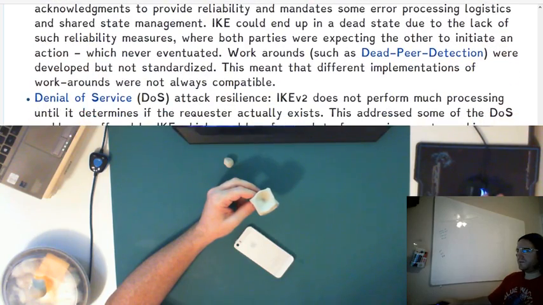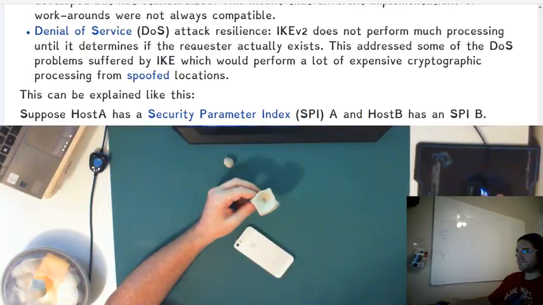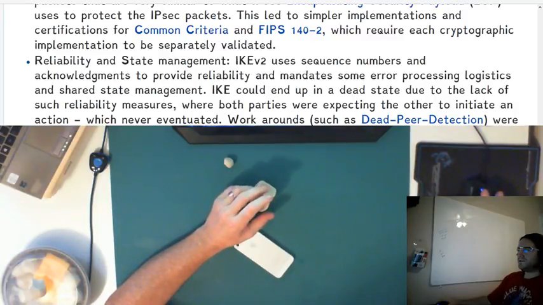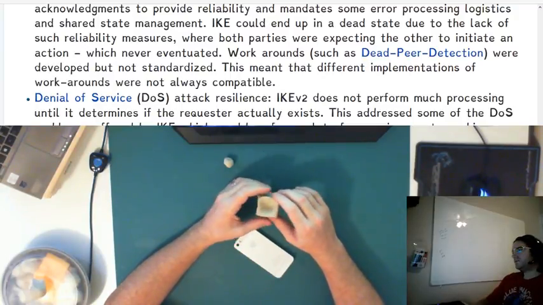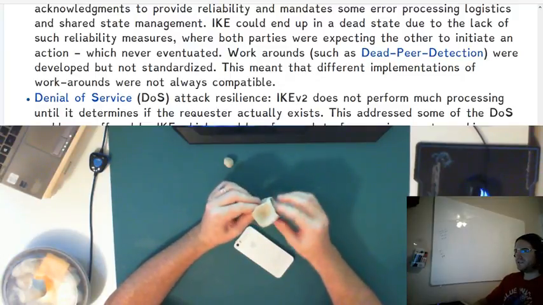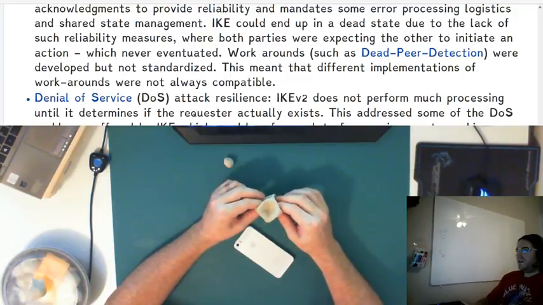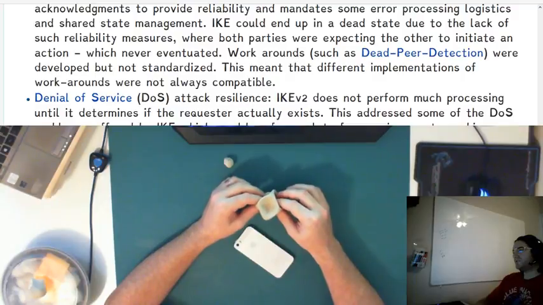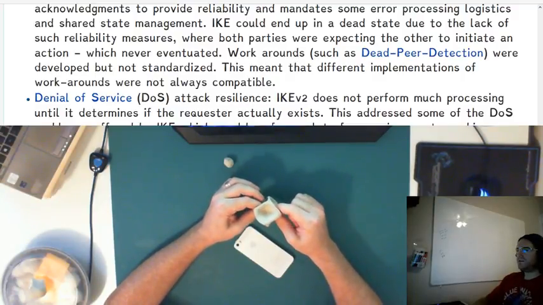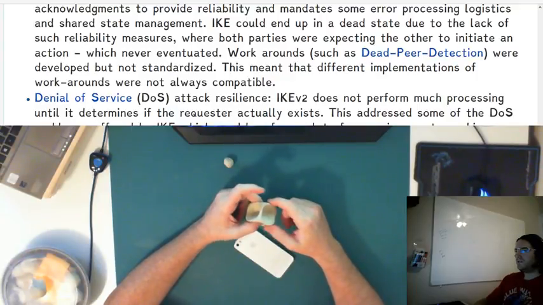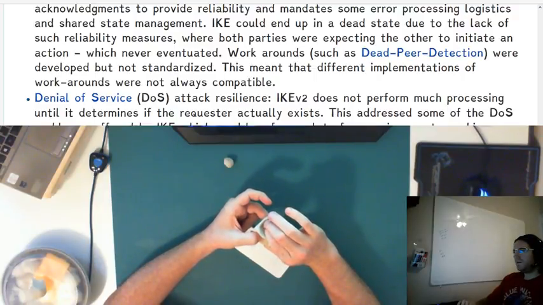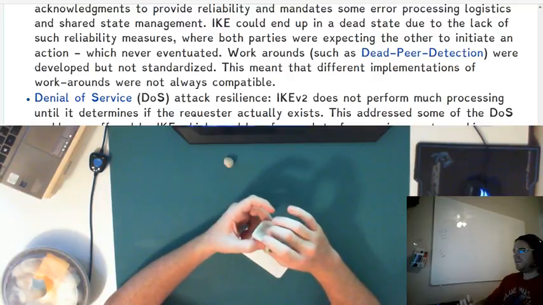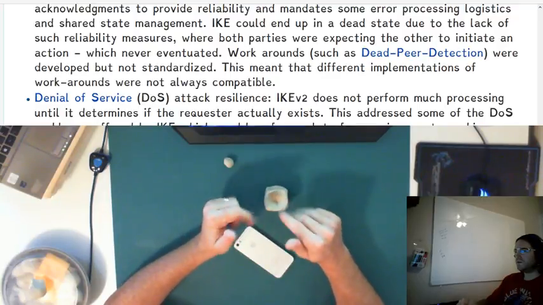Reliability and state management. IKEv2 uses sequence numbers and acknowledgements to provide reliability, some error processing logistics, and shared state management. IKE could end up in a dead state due to lack of such reliability measures, where both parties were expecting the other to initiate an action, which never eventuated. Workarounds such as dead peer detection were developed but not standardized. That meant that different implementations of workarounds were not always compatible.